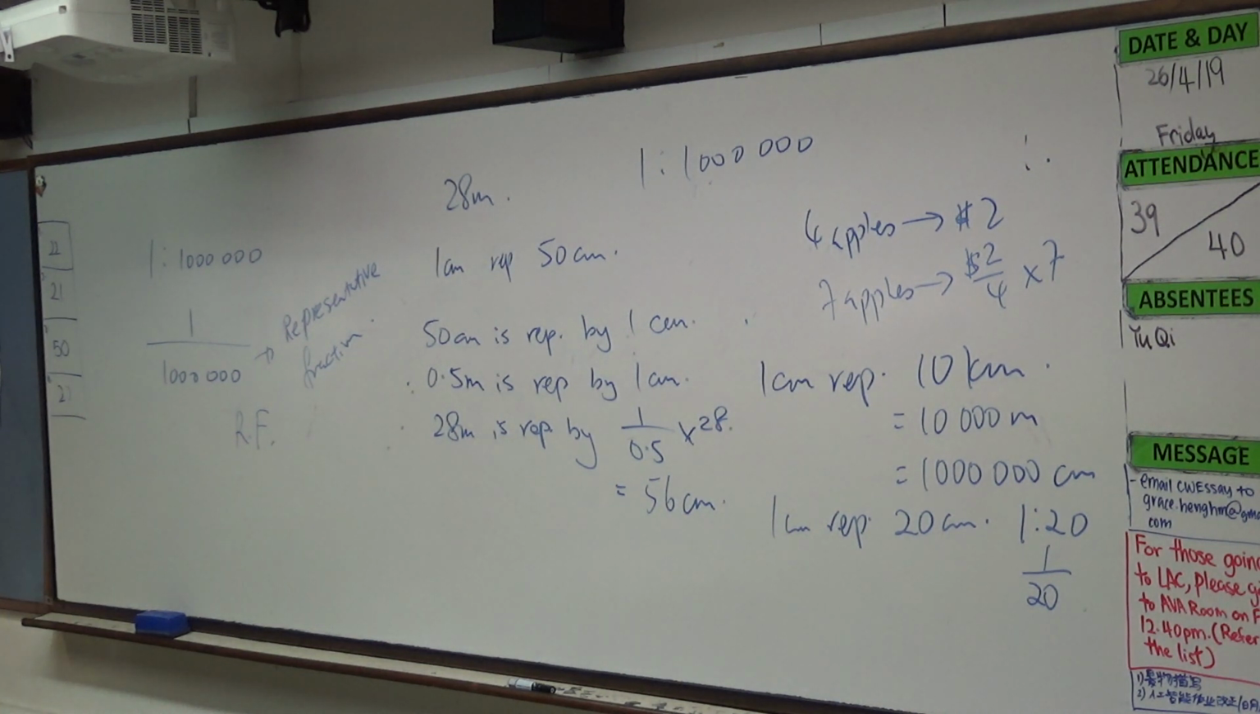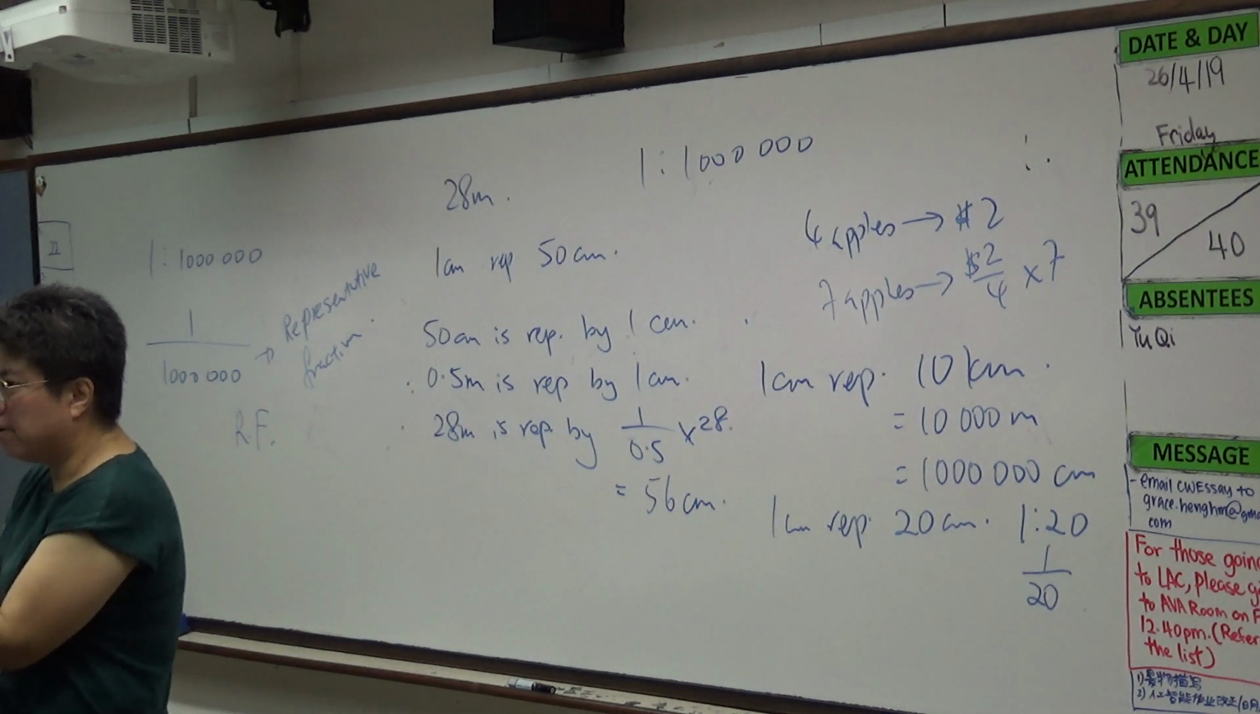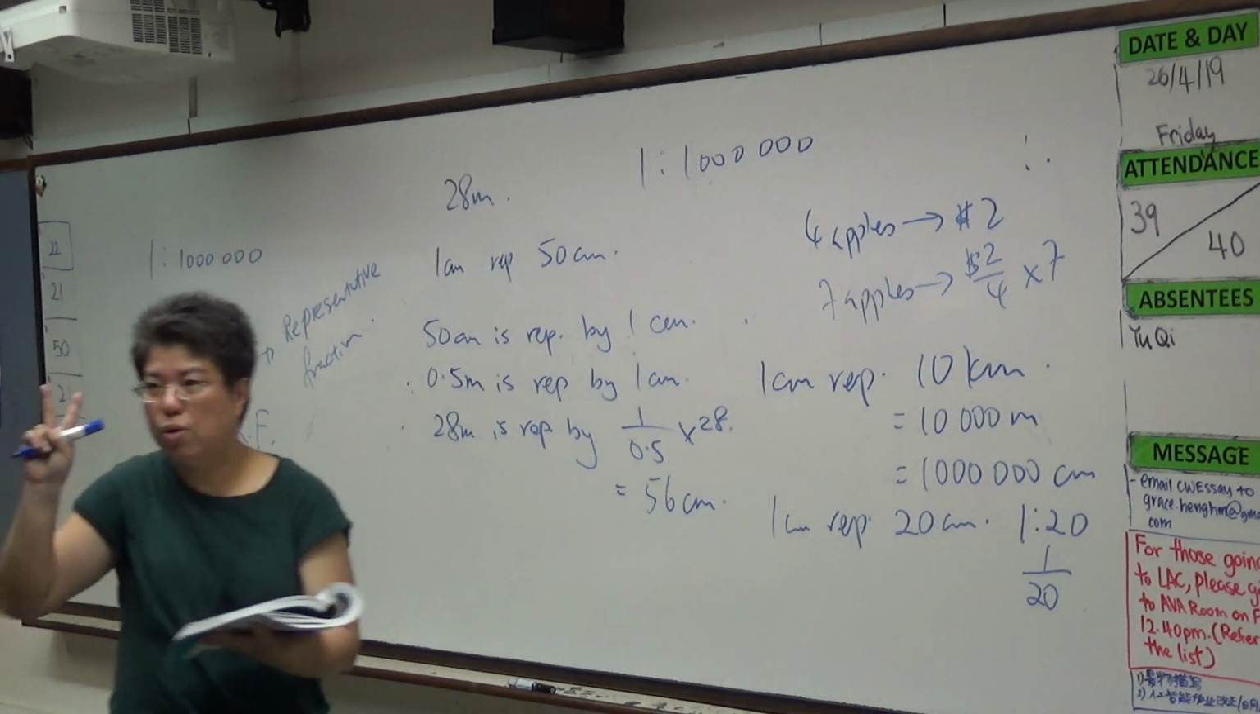So, let's take a look. The scale 1 is to 1 million can also be represented as a representative fraction, RF. For example, if the RF is 1 over 200, it means the scale is 1 is to 200. When we use RF, the numerator must always be 1. This is exactly what I said. Everybody okay?